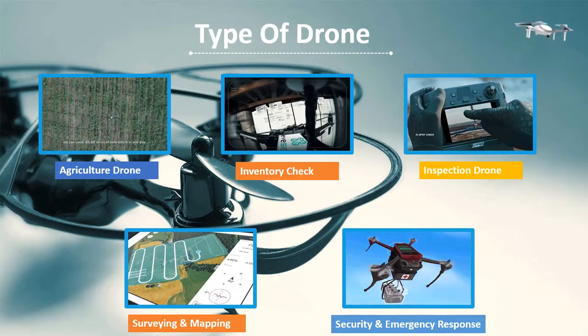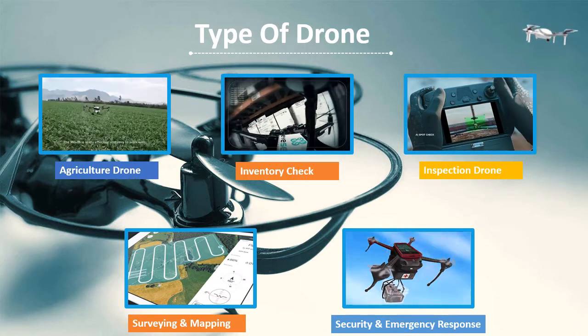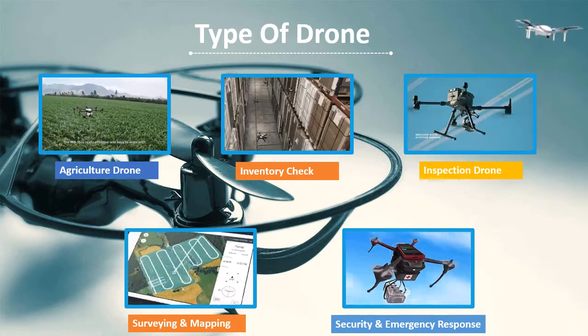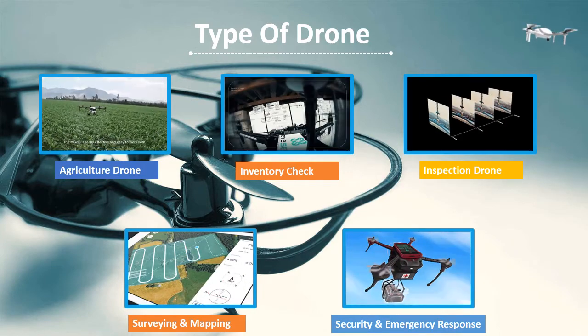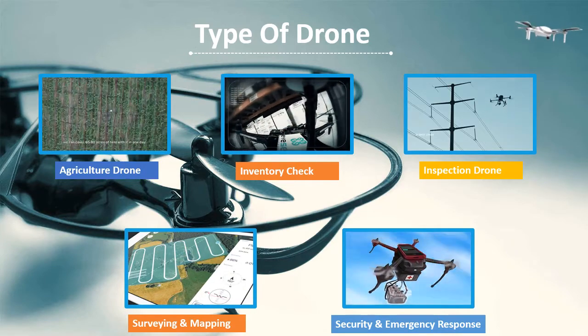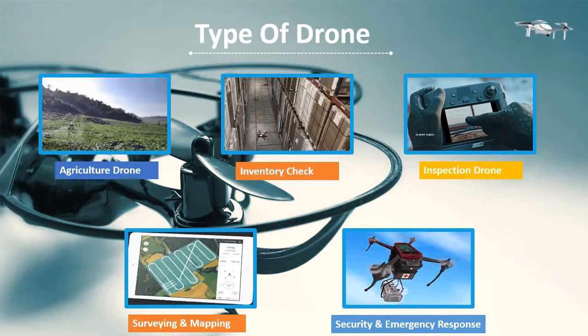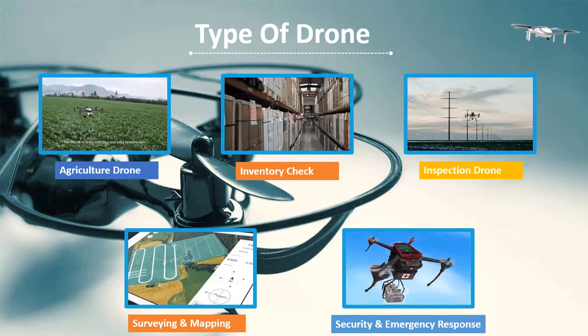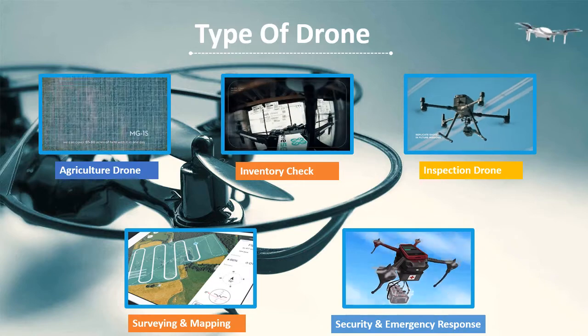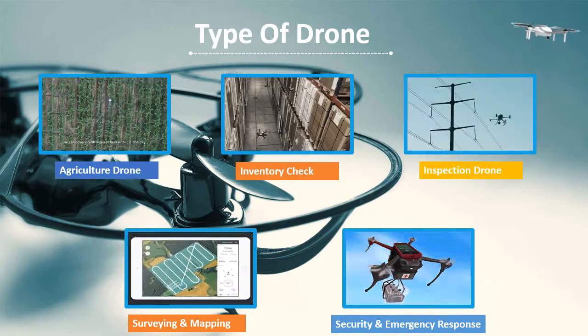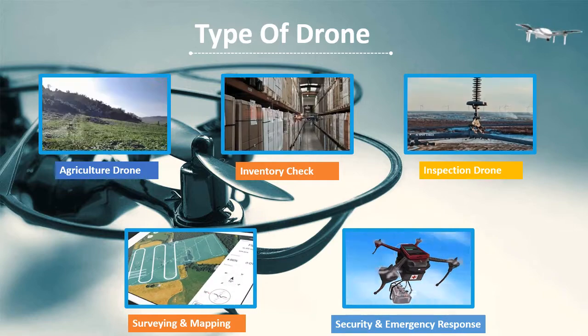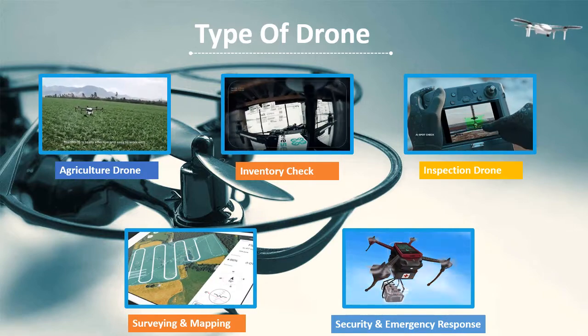Different types of drones are designed for different uses. The drones can be customized as per the requirement of the industry. The first drone which I am going to talk about is the agriculture drone. The agriculture drone is very useful for the farmer, which helps you to increase the productivity of the agriculture field. These drones are also designed in such a way that they can identify the health of the plant.